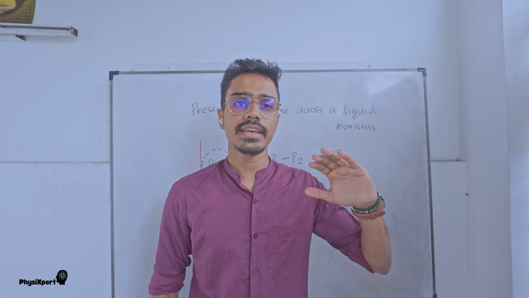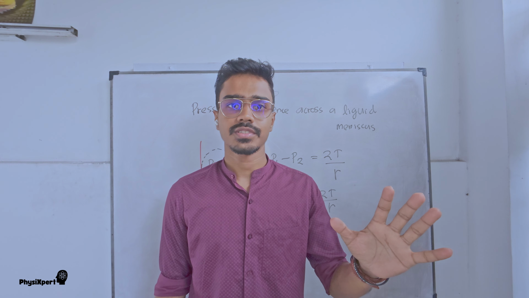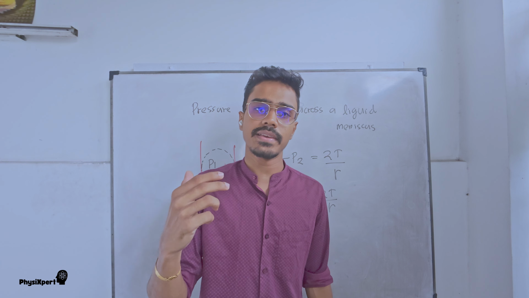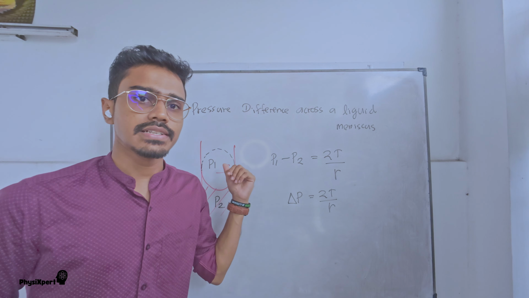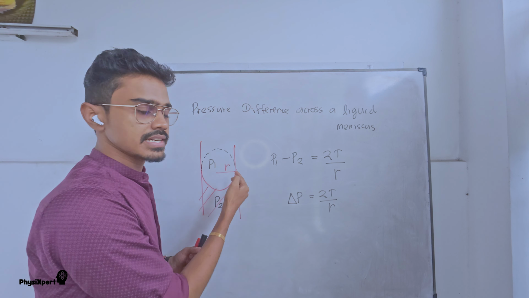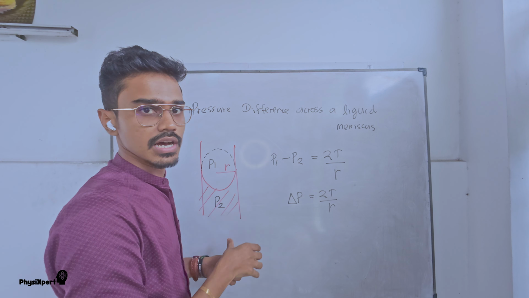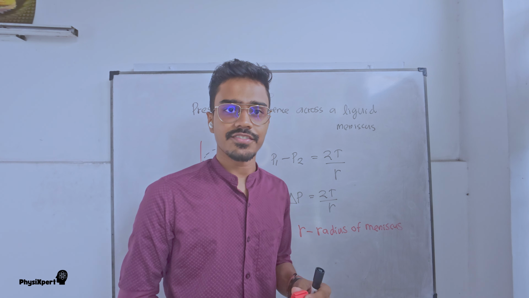The next equation we have to know is the pressure difference across a liquid meniscus. A liquid meniscus is any curved shape of the surface of a liquid. The pressure difference across a liquid meniscus can be written as delta P equals 2T over R, where delta P is the pressure difference. When we consider a liquid meniscus, the pressure inside the meniscus is always greater than that outside. So if we expand delta P, it will be P1 minus P2, where R is the radius of the meniscus.